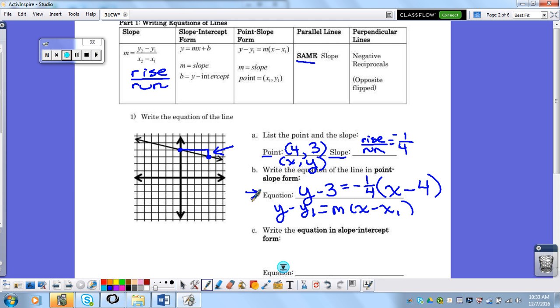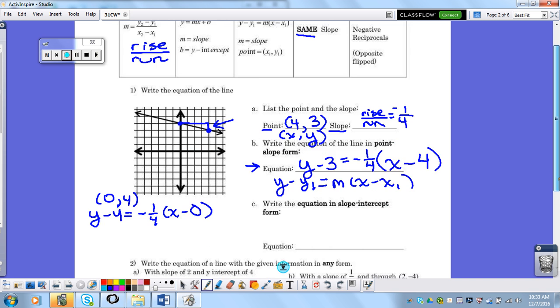Now if you use your other coordinate point, 0, 4, to put that in point slope form, it would be y minus 4 is equal to negative 1/4 x minus 0. Both of them would be correct.